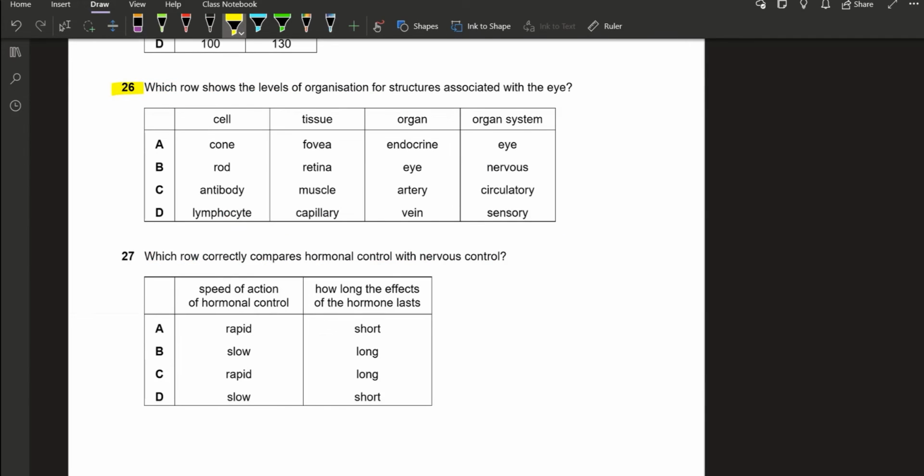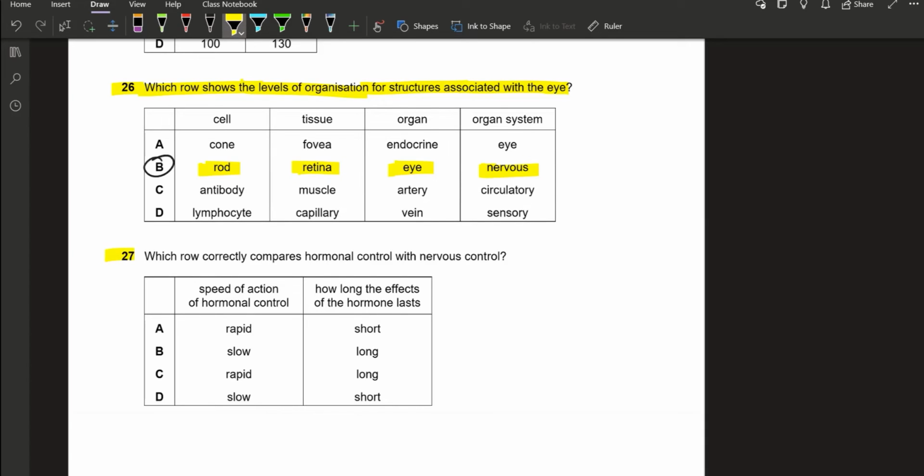Question number 26. Which row shows the levels of organization for structures associated with the eye? The cell would be the rod, tissue, retina, organ, eye, organ system, nervous. So the correct option would be option B.